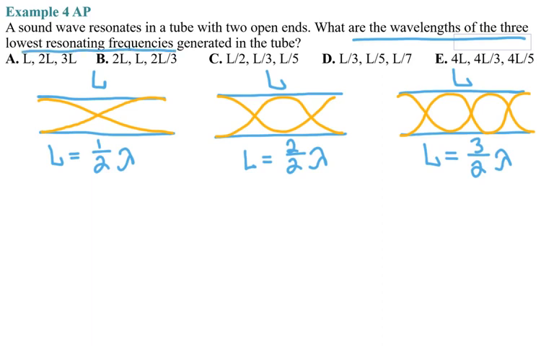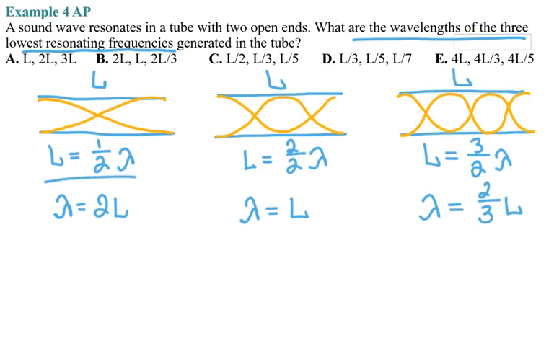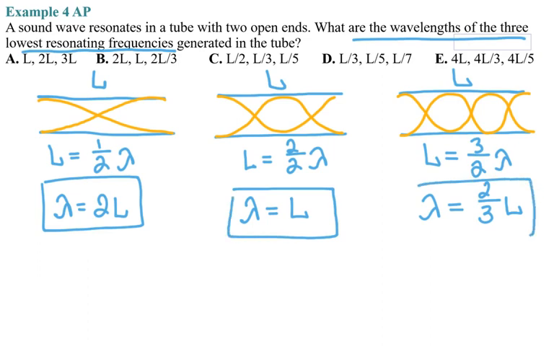From here, they ask me to find what are the wavelengths of the 3 lowest resonating frequencies. So the first one would be the wavelength is equal to 2 times L. The next one, the wavelength is equal to L. And the last one, the wavelength is equal to 2/3 L. So my answers are 2L, L, and 2/3 L, which is B.